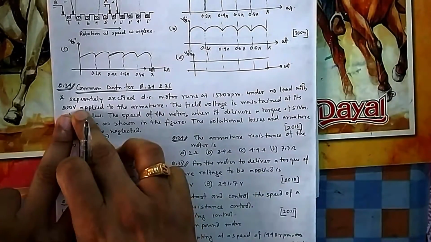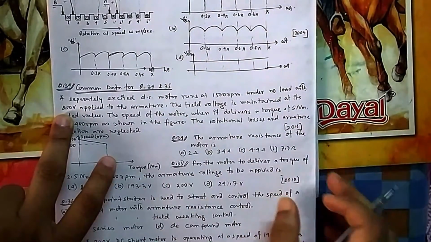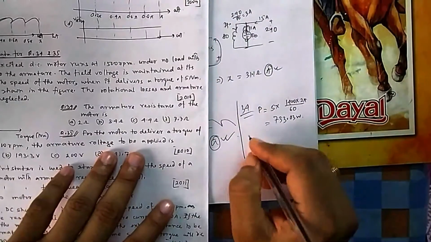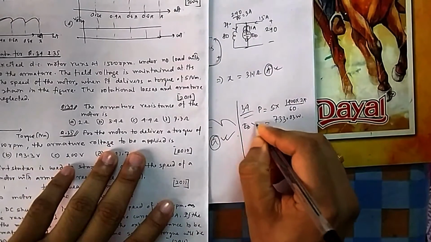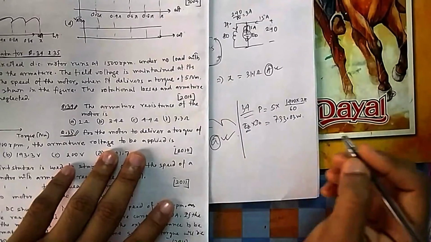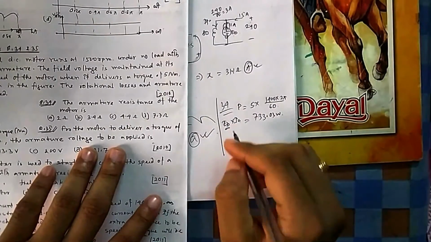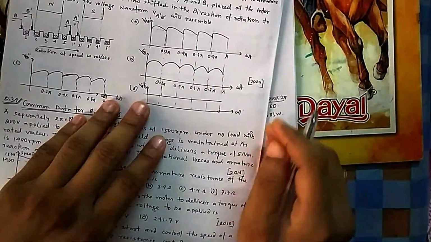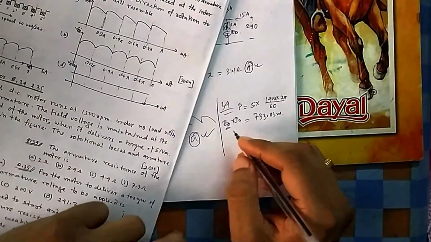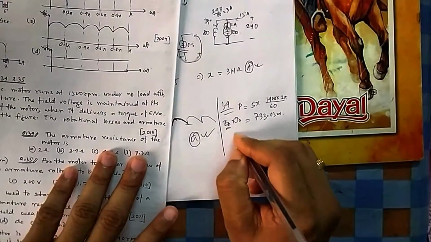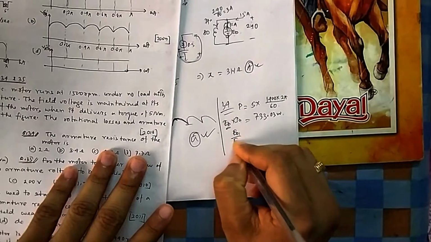Now you need to have EB, the back EMF, because your terminal voltage is 200 volt. If you can find your back EMF, you can calculate your IA and RA. For that, your power is equal to EB into IA. If I can calculate my back EMF, I can calculate IA. If I can calculate IA, I can apply V is equal to EB minus IA RA to calculate RA.